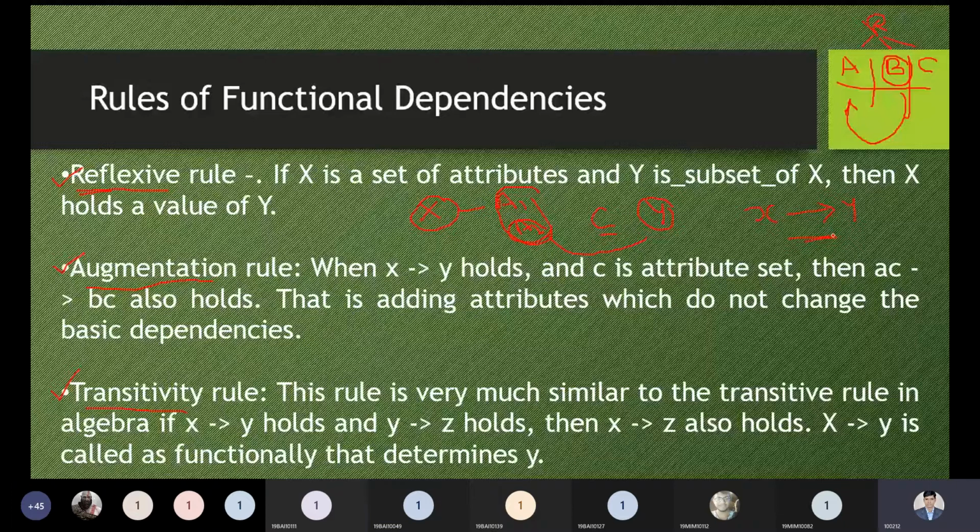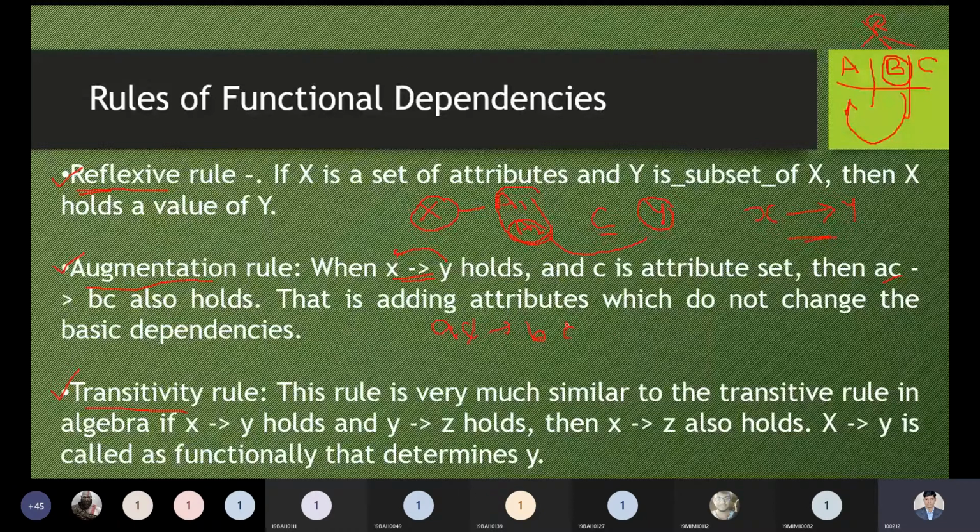No, sir. Okay. If we're talking about the augmentation rule, it is completely the same concept we have seen in mathematics. When we have X determines Y, it means Y depends on X. It holds some information, and C is in a set of attributes. So suppose I'm writing AC determines BC. What does it mean? This is adding an attribute which does not change the basic dependency. So adding C doesn't matter. It is just equal to A determines B.